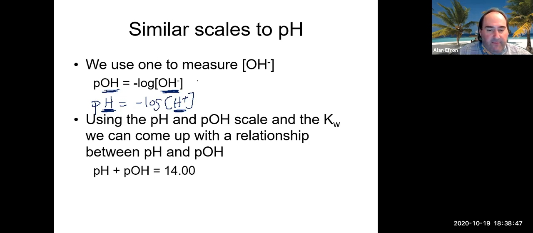And as we talked about before, the nice relationship between those two is what we see here. The pH plus the pOH equals 14. This sometimes allows you not to even need to use the KW expression, or you could, like we saw in the previous one. So it gives you some different ways to approach some of these problems.